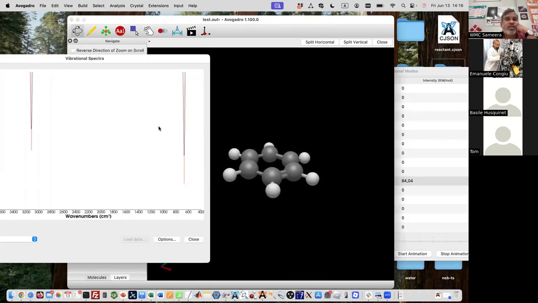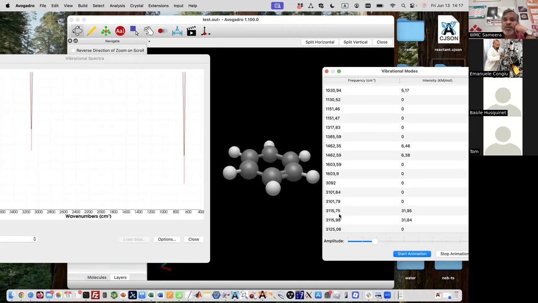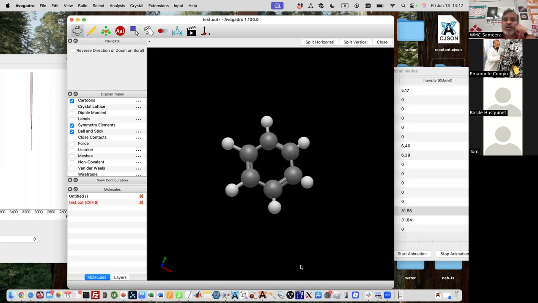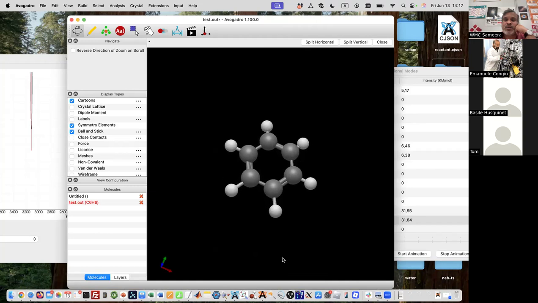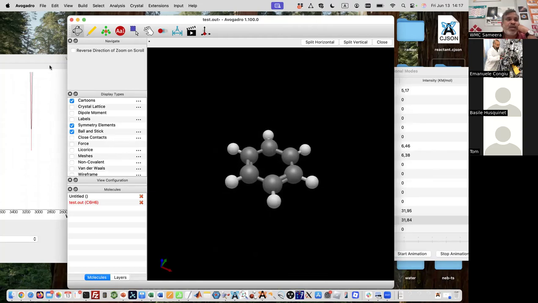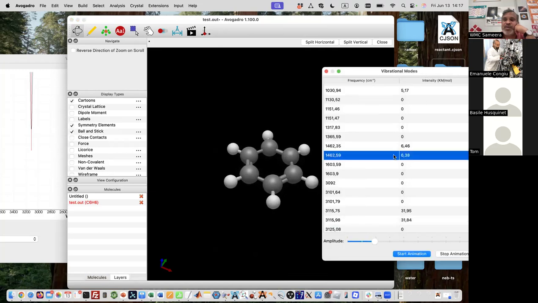And then the second major peak is around here, 3000 to, oh, there are 2 peaks, and you can see carbon hydrogen bond stretching. Yeah, there are 2 modes. And some minor peaks you can also find.